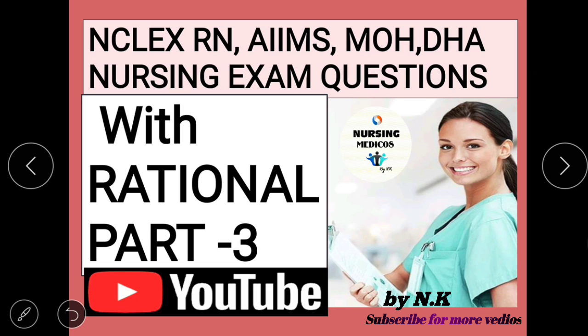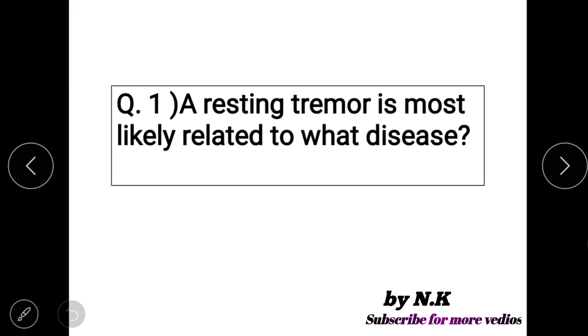Today we'll discuss NCLEX-RN, AIIMS, MOH nursing exam questions with rationale. This is part 3. Part 1 and 2 we already discussed. I will give you the link below the video so you can see them there. So we'll start now. The first question is, resting tremor is most likely related to what disease?